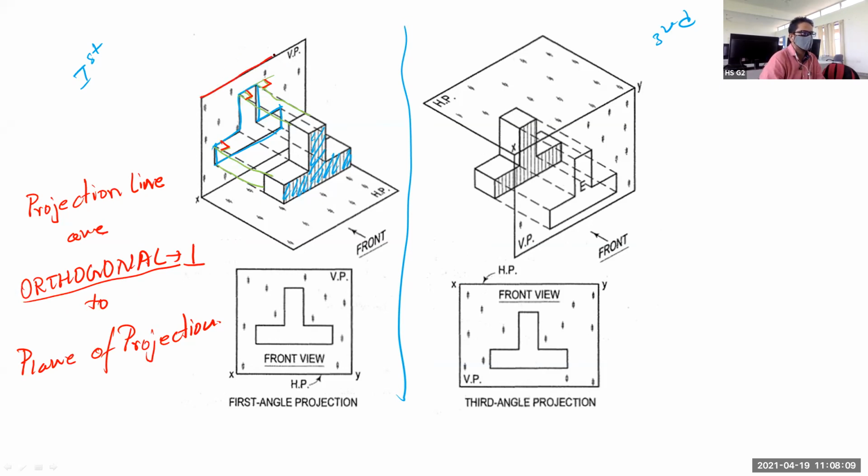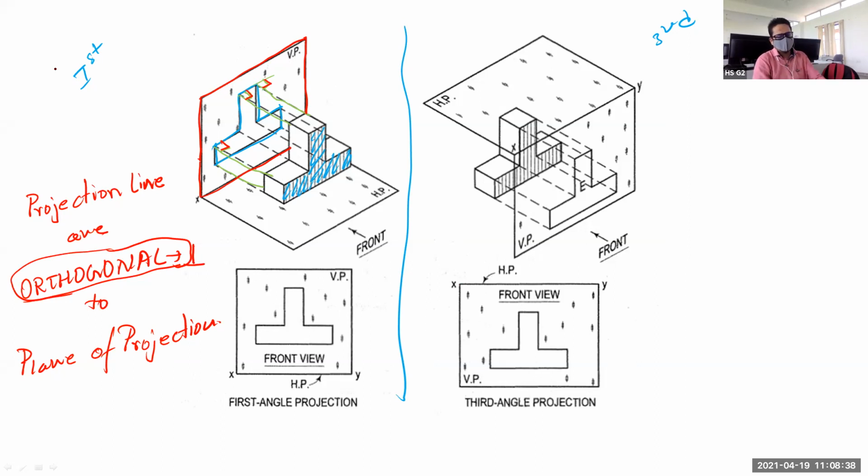What is your plane of projection? This is your plane of projection, that is your vertical plane. So these green color projector lines are perpendicular to your plane of projection. In other words, we can say they are orthogonal to each other, and due to this, this is called your orthographic projection method.